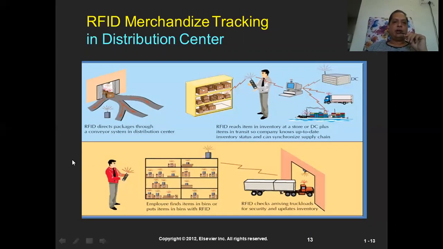So RFID directs the packages through a conveyor system in the distribution center. So it keeps track of the items. Second, RFID item reads an inventory at a store, items in transit, so the company knows the up-to-date inventory status and can synchronize the supply chain. So it identifies the number of items available with the help of RFID.